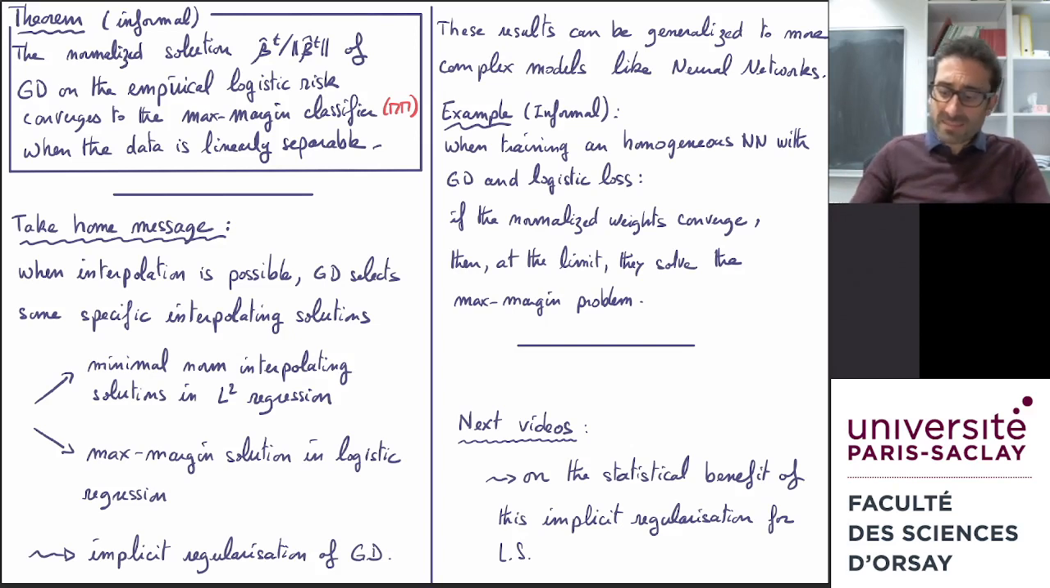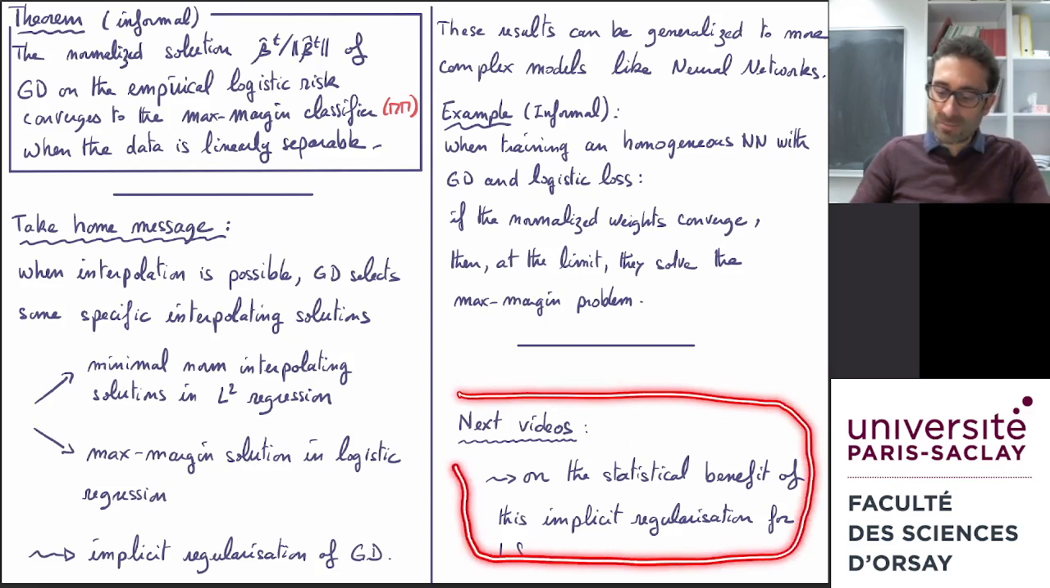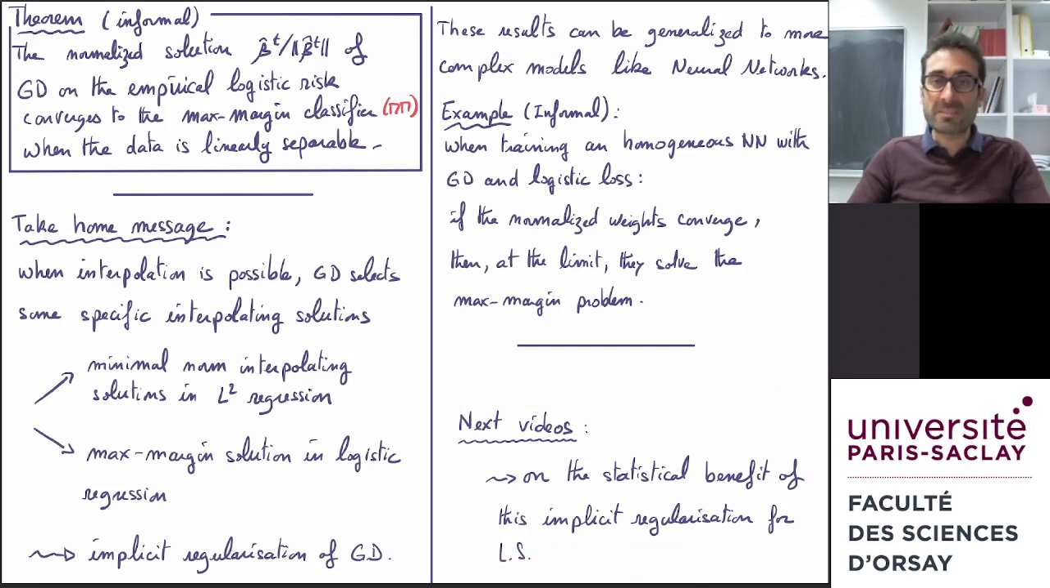So that's all for today, and what we will see in the next video is the statistical benefits of having this implicit regularization for least squares. So see you later.